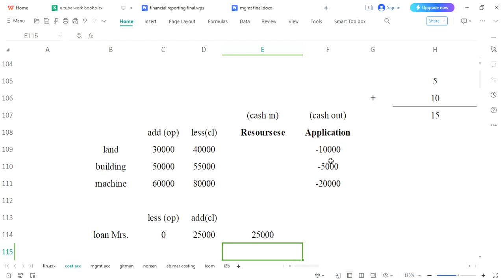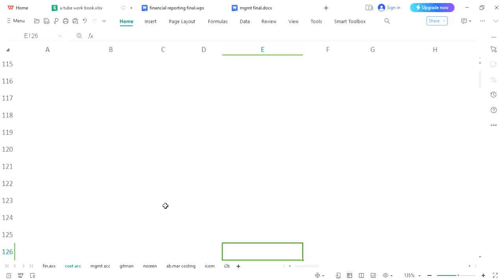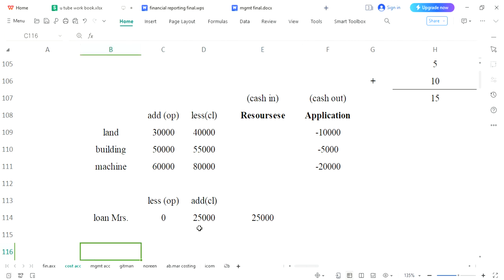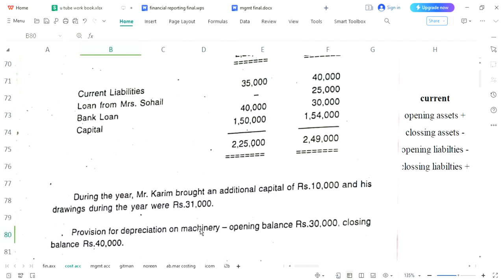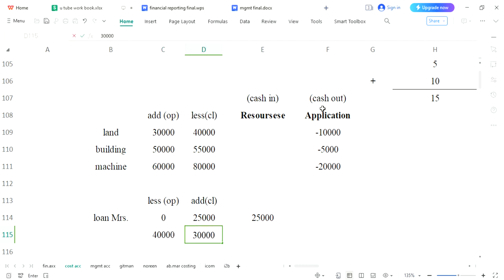But overall, I have told you not to forget your signs, in the similar way what you have done over here. Same procedure you will be doing over here, but separately. Each asset and each liability would be calculated separately. Okay, loan of Mrs. has been tackled. Now bank loan is 40 and 30. This was your bank loan.